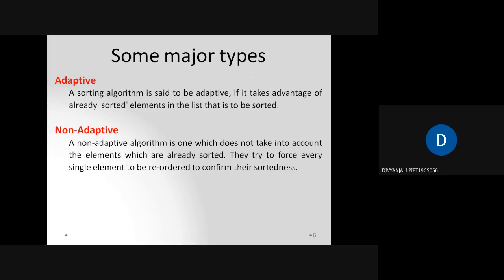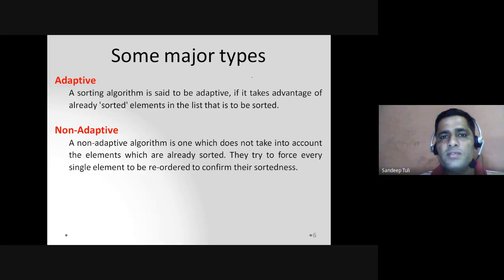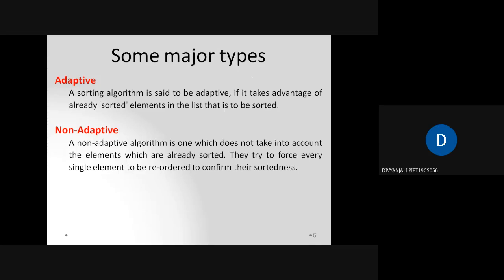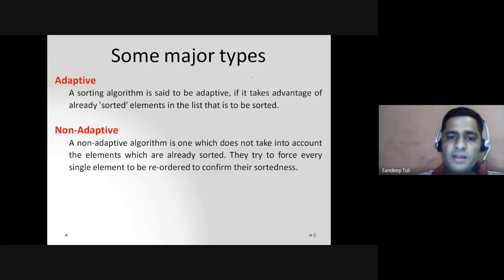In the second pass, we have moved the second largest element to the second last position, and now the last two elements are sorted. So will we consider those two sorted elements in pass 3? No, sir, we will not. Then if the algorithm is using this concept, it is an adaptive algorithm. Otherwise, it is a non-adaptive algorithm.